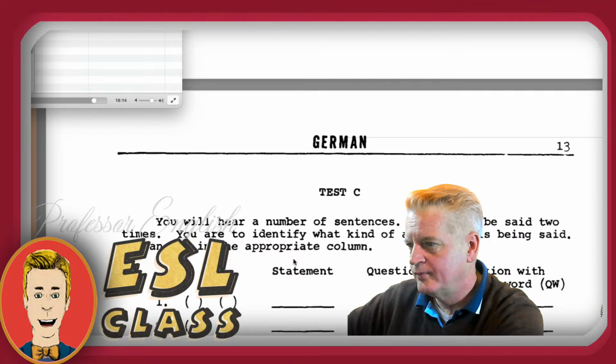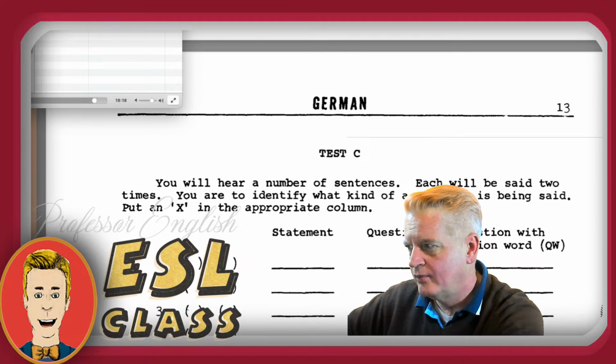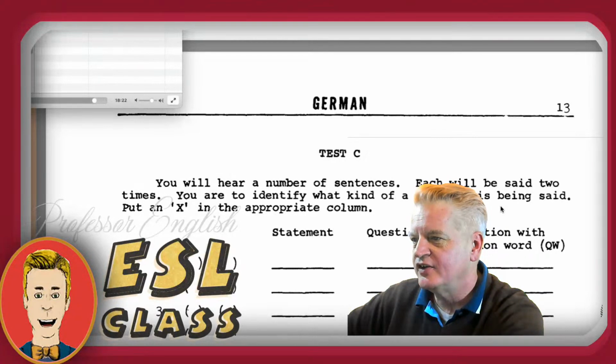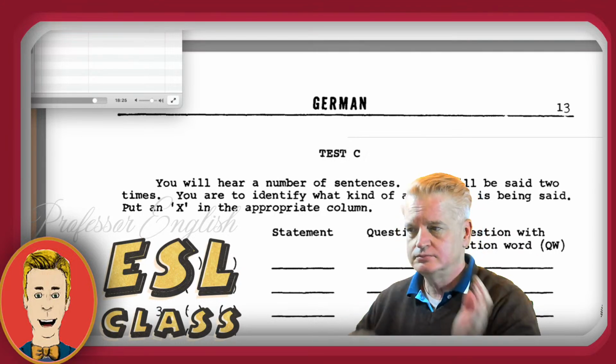Page 13. Test C. Number 1. Kommen Sie aus Amerika? Okay, you'll hear a number of sentences. Each will be said 2 times. You are to identify which kind of sentence is being said. Put an X in the appropriate column. So the options are a statement, a question, or a question with a question word. Kommen Sie aus Amerika?